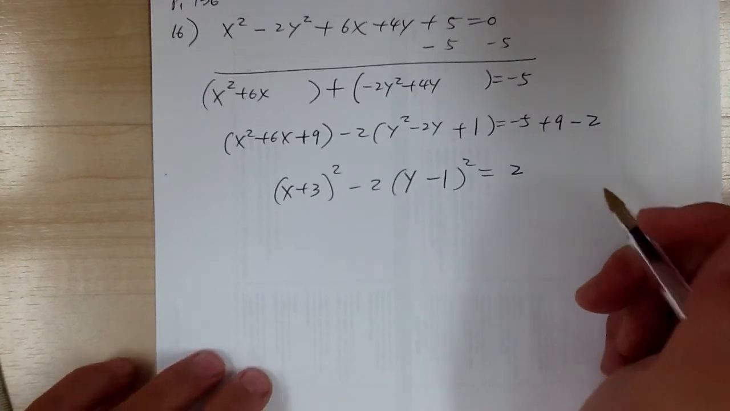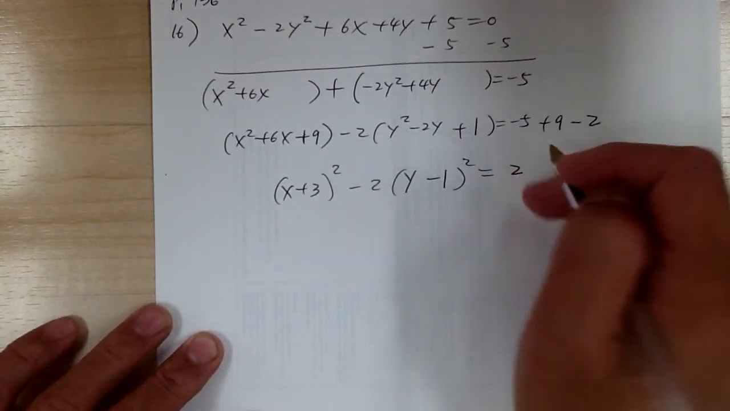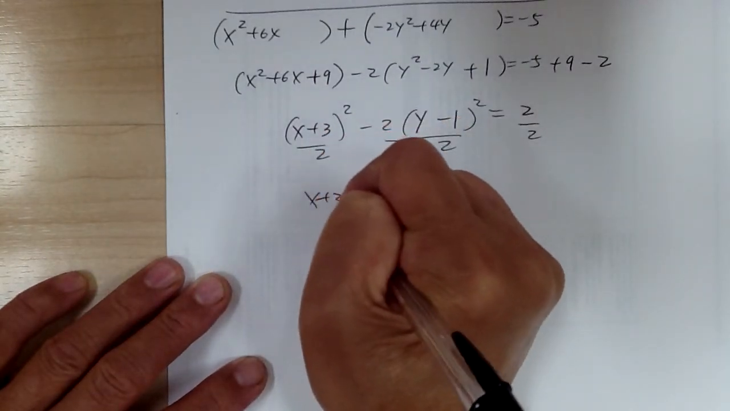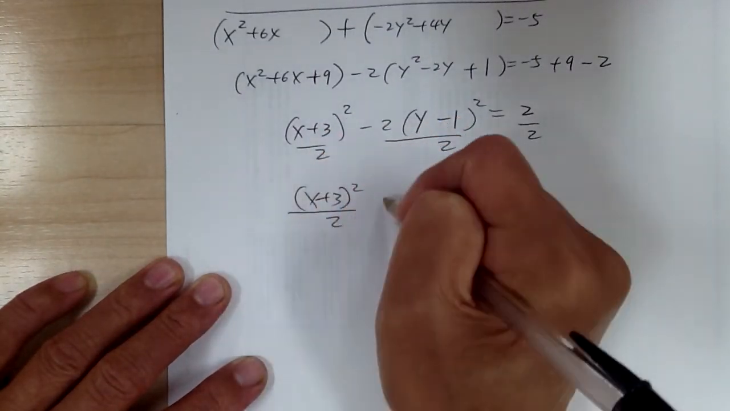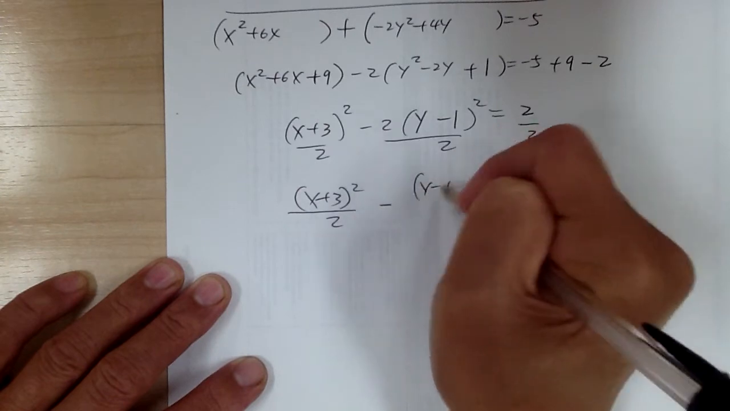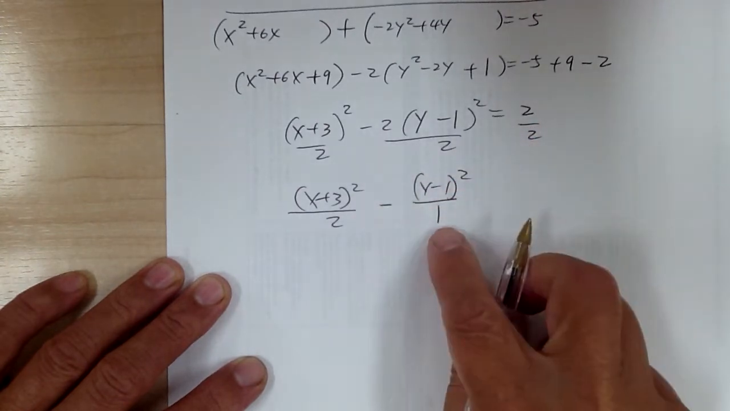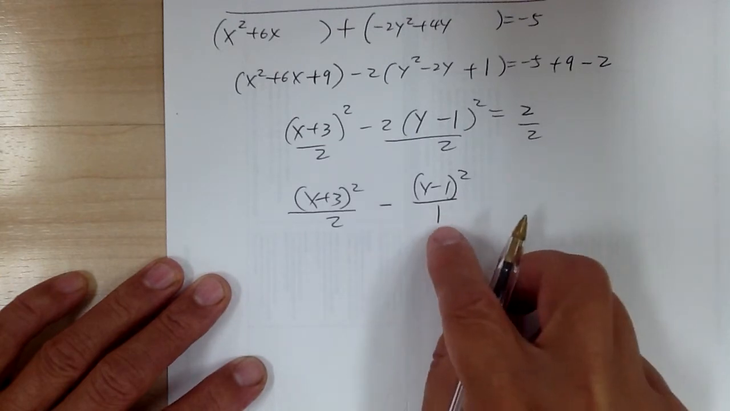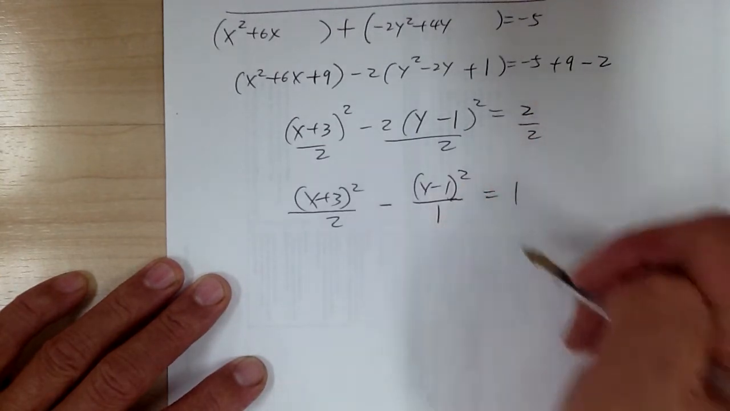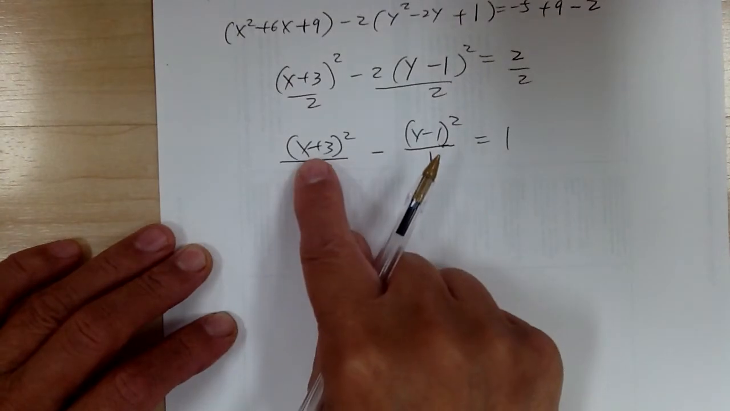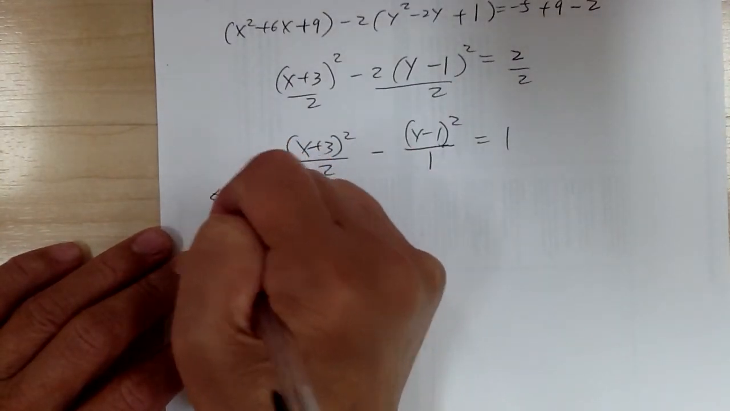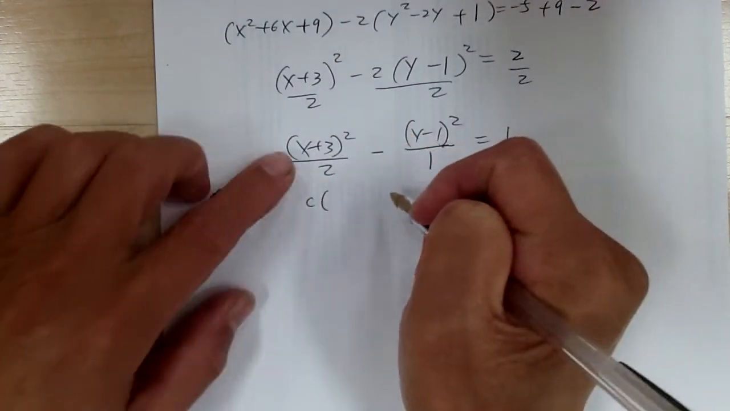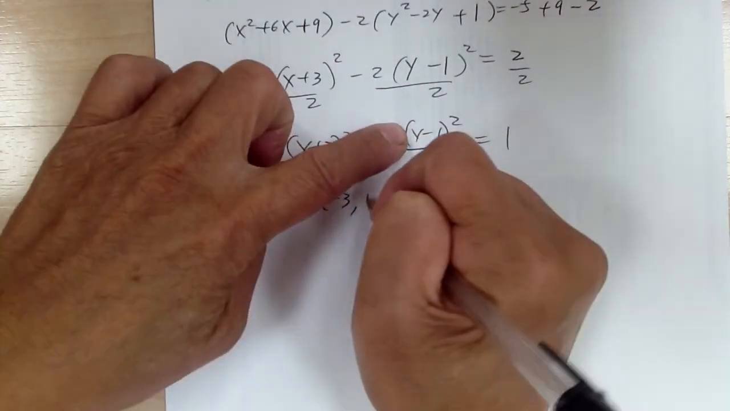And after that, divide everything by 2. You have to make this equal to 1, so divide by 2. So you have x plus 3 squared over 2 minus y minus 1 squared over 1. Okay, normally you don't put 1, but because this is the conic section, go ahead and put 1. That's your standard form. Okay, so the x comes first, so again your graph is going to go in the x direction. Your center is going to be at negative 3, 1.